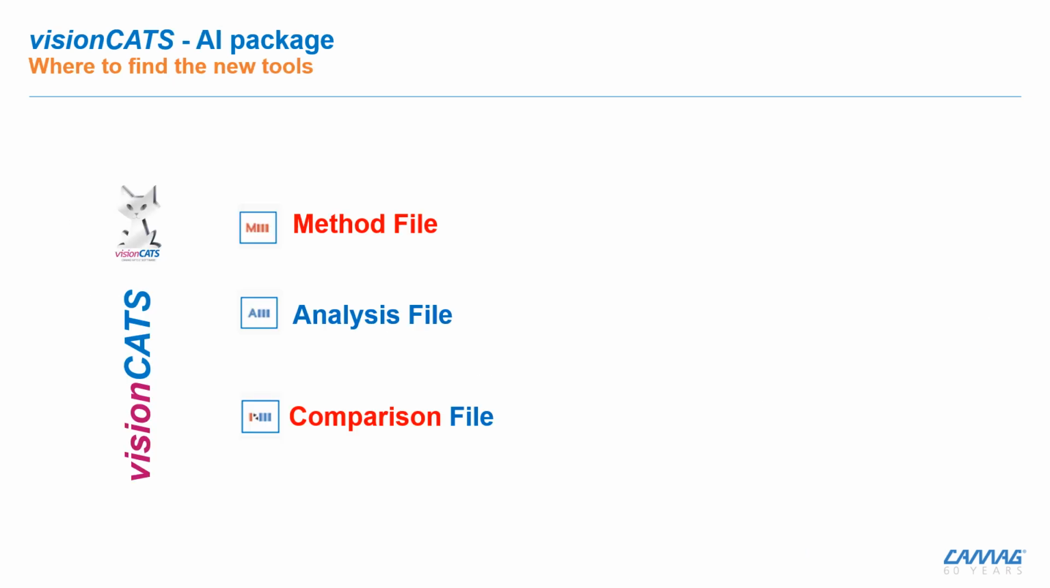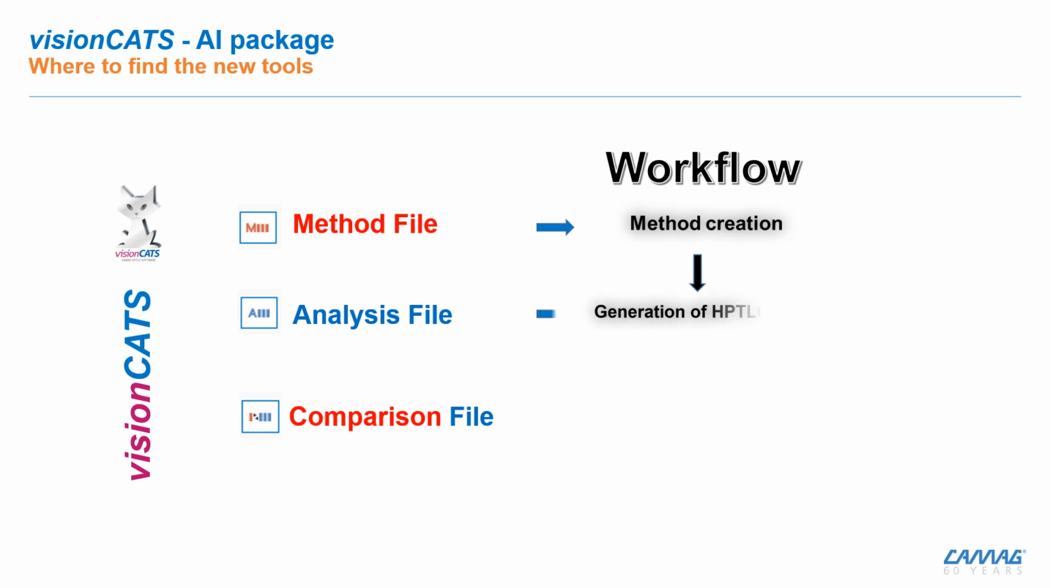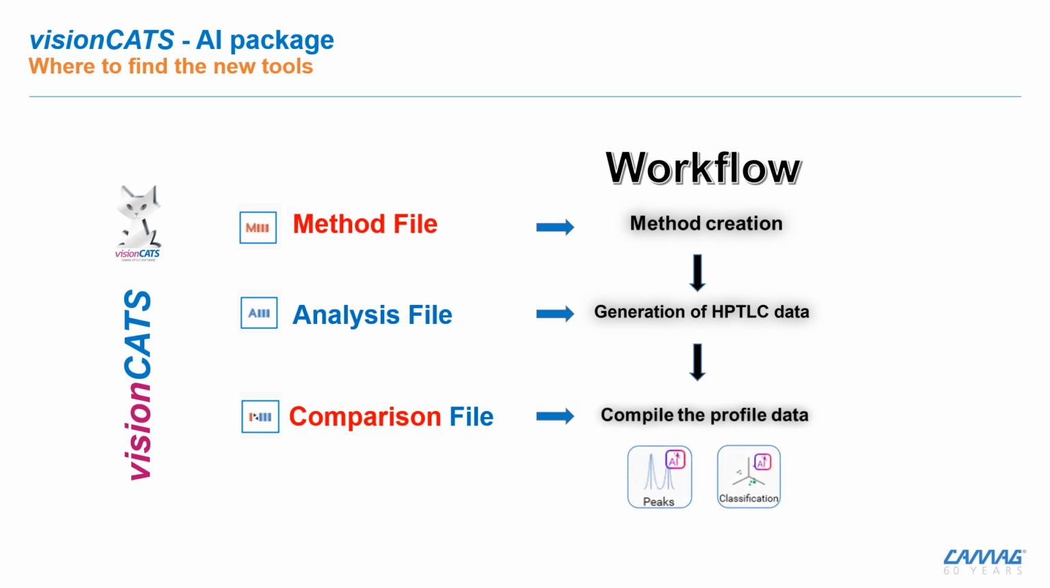Before demonstrating how the new tools work, let us briefly recall the three main file types in visionCATS and their roles. visionCATS enables the creation of three types of files: the method file, the analysis file, and the comparison file. The method file is mainly used for the method creation. The analysis file is used to execute the HPTLC runs and acquire the raw data. And the comparison file is used for compiling and evaluating multiple datasets. And here are located the new tools.